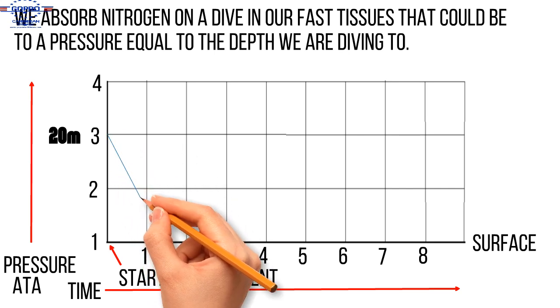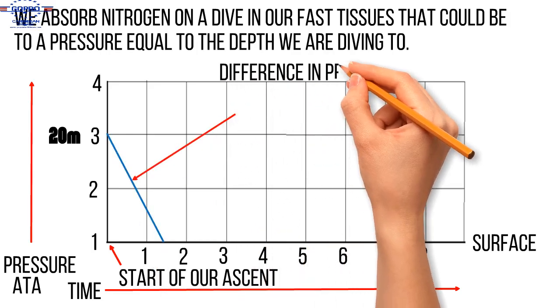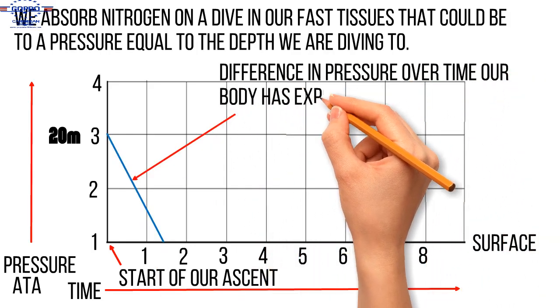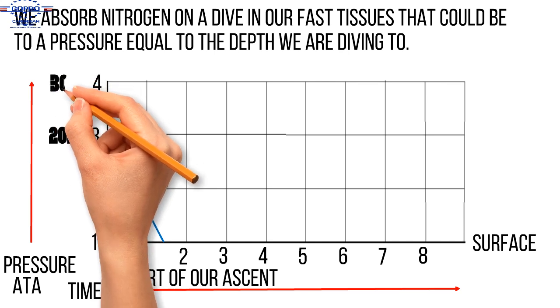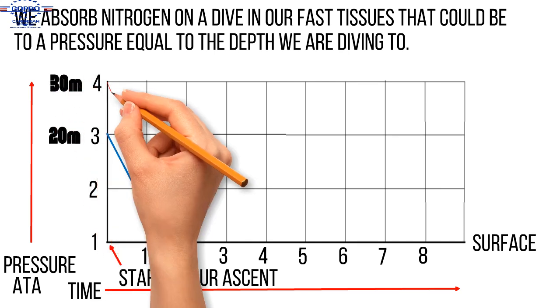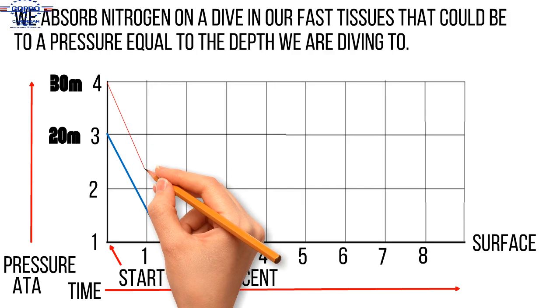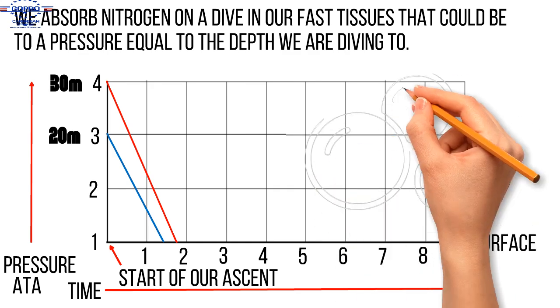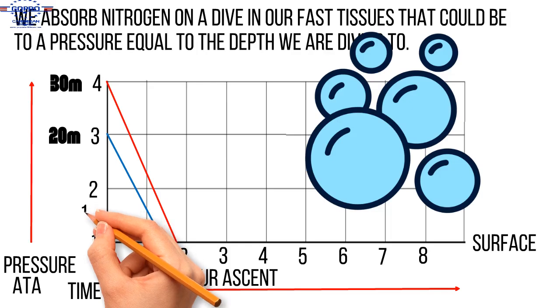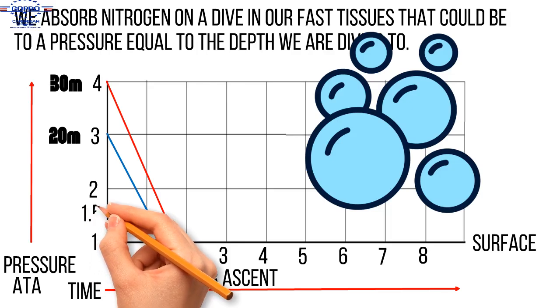And this blue line here, therefore, represents the change in pressure over time, or pressure gradient, if you like. You may see this referred to as a tissue gas pressure gradient. If we were diving at 30 meters, 4 atmospheres, and we ascended at the maximum ascent rate of 18 meters a minute, we would see an even steeper slope, an even greater tissue gas pressure gradient, possibly an excessive pressure gradient. Too steep a gas pressure gradient possibly means DCS, bubbles.